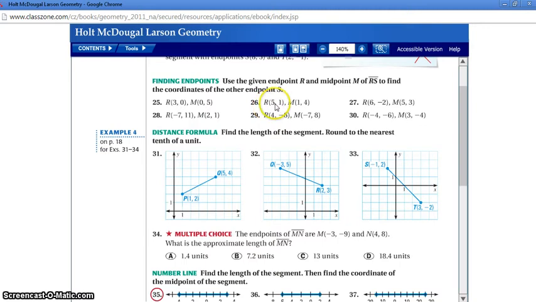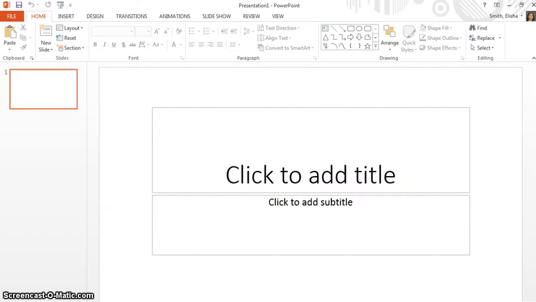So we know that R is at (5, 1), and R is one of the endpoints because it's segment RS. They said M is the midpoint, so I know M is (1, 4), and we need to find the other endpoint, S. We did one like this in your notes yesterday. For this problem, number 26, I'm just going to draw a rough sketch of what's going on.